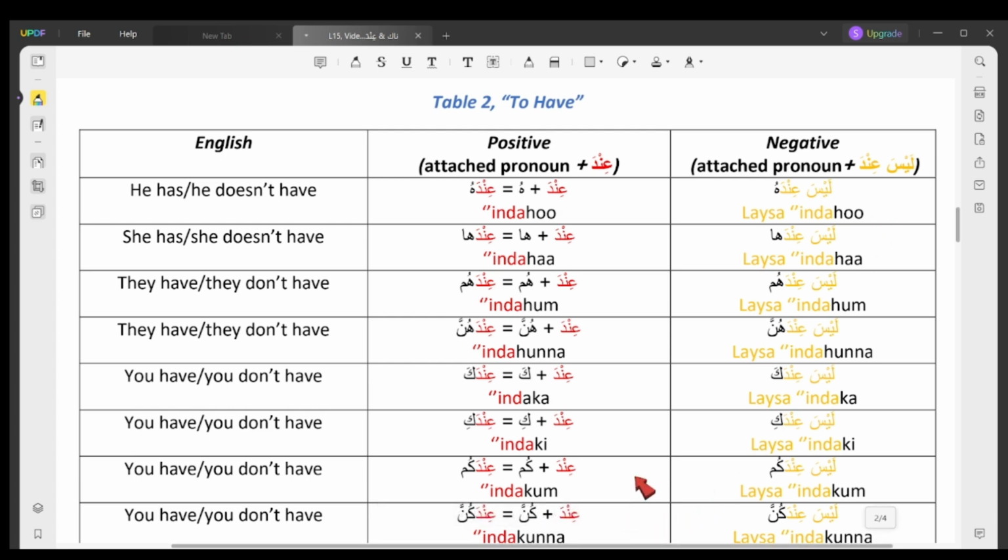Now let's look at another one. She has and she doesn't have. عند plus the attached pronoun for she, her, عندها, meaning she has. Now let's see how we can say she doesn't have. ليس عندها. Alright, great. That's all the grammar we're going to need for this lesson. Now let's move on to the sample sentences.